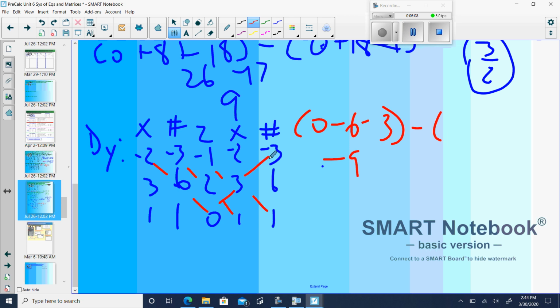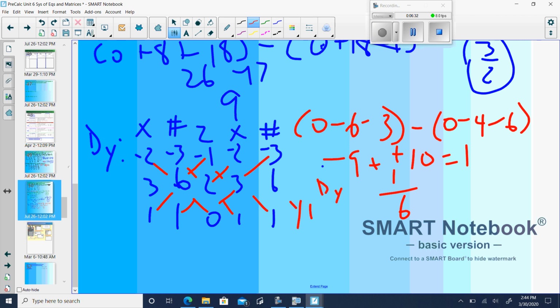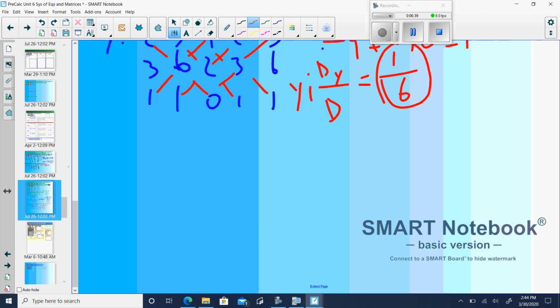And we're going to go from right to left. We have 0. 2 times 1 is 2. 2 times 2 is 4. But positive times negative is negative. 1 times 6 is 6. 6 times negative 1 is negative 6. So negative 9 minus negative 10, 1. So we have 1 over 6, because that's y, right? Y is dy over d, 1 over 6.